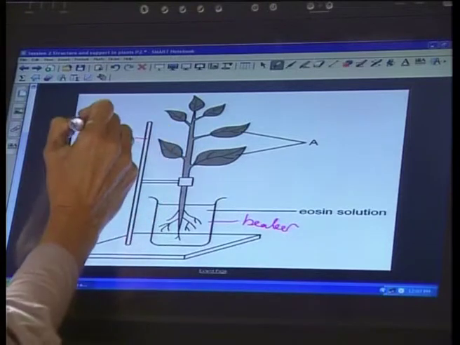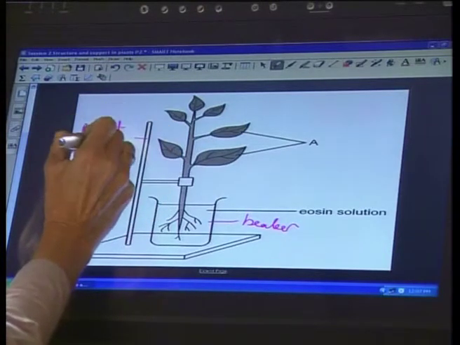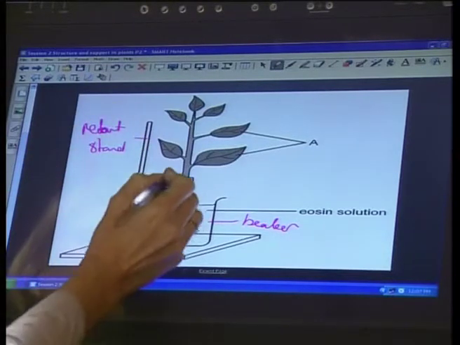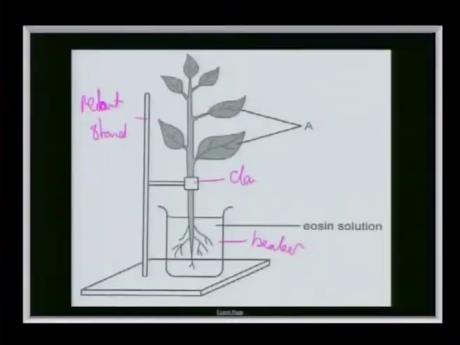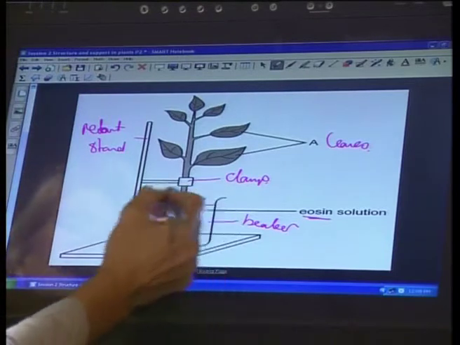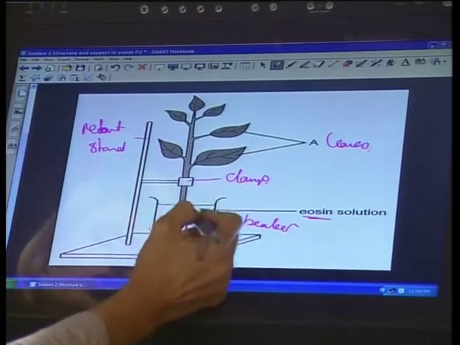This thing here is a retort stand. Retort stand, that's a clamp. There's our plant. Those are the leaves. And then we put in eosin solution. Now, eosin, they also use in food coloring. It makes red food coloring. So you can use red food coloring, you can use eosin, and you put it in here. You can also use mercurochrome, by the way. And you put it in here, in this water.